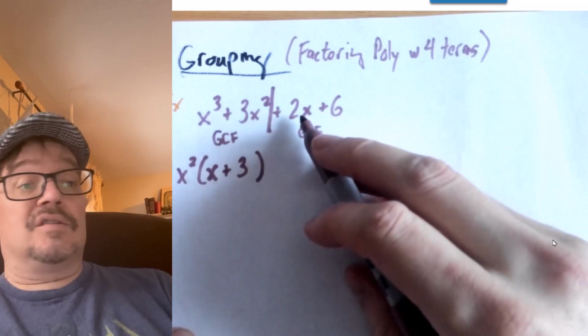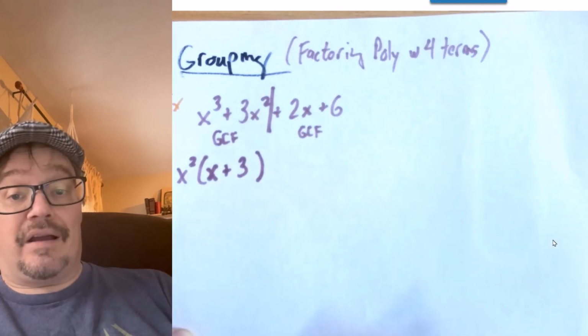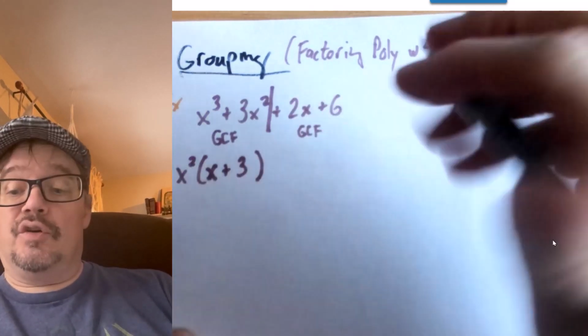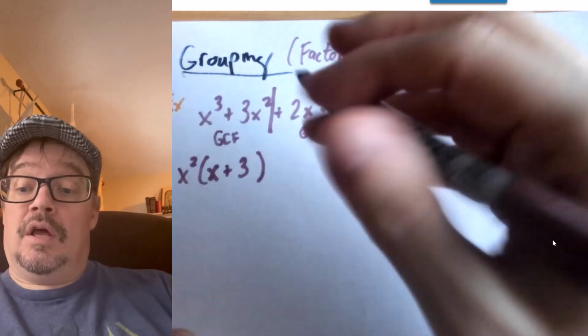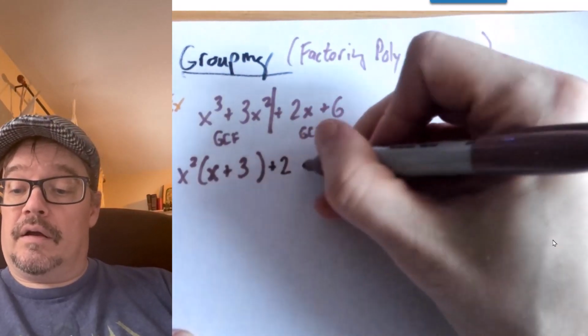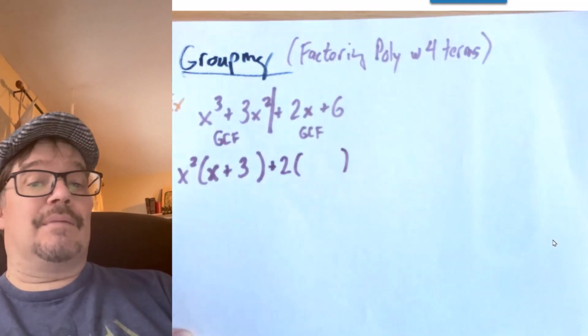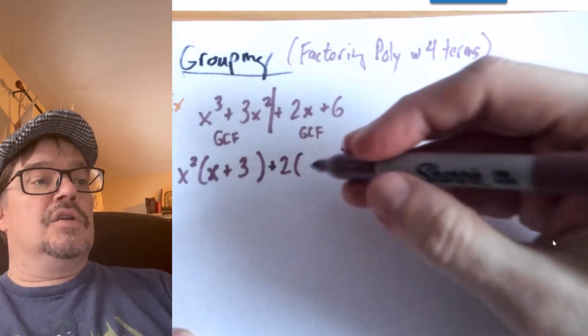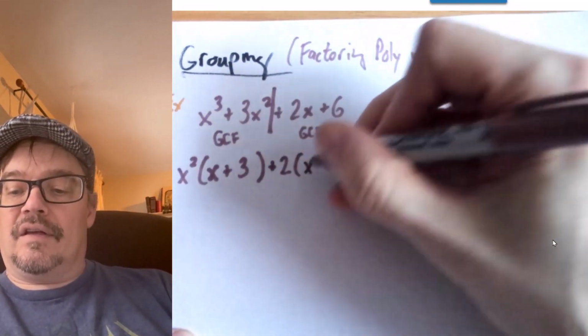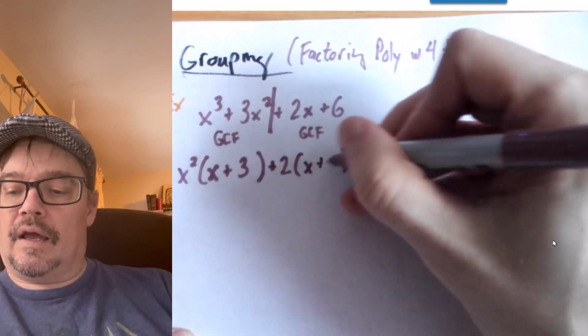Okay, now this is only 1x, this doesn't have any, so it's not going to be an x anymore, but I can definitely take a 2 out of those. Now it's going to be a positive 2, so I'm going to put a plus 2 here, okay, and basically do the same thing I did over on the left hand side. So once I take that 2 out, I get an x, and with that 6, I get a 3.